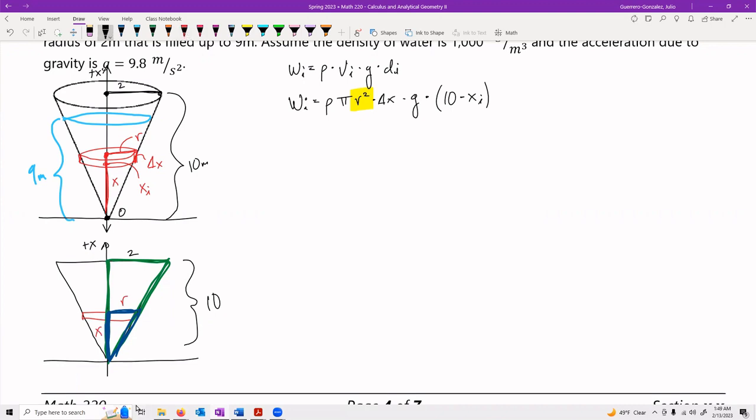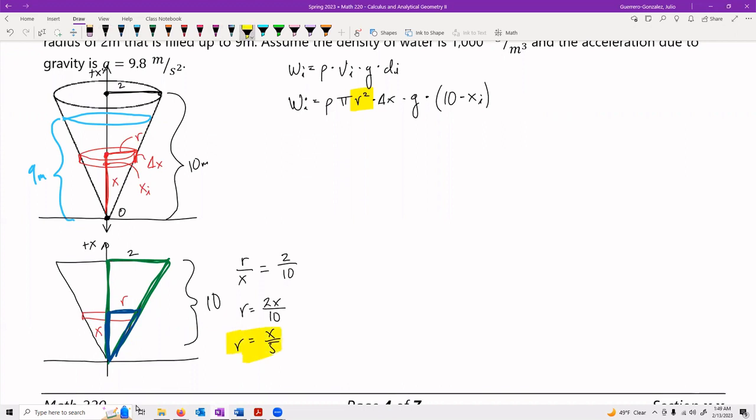So according to similar triangles, the ratios of the lengths should be the same. So if I grab my R distance divided by my X distance, they should be equal to 2 divided by 10. Now, why did I do this? I can get R is equal to 2x over 10, which is x over 5.